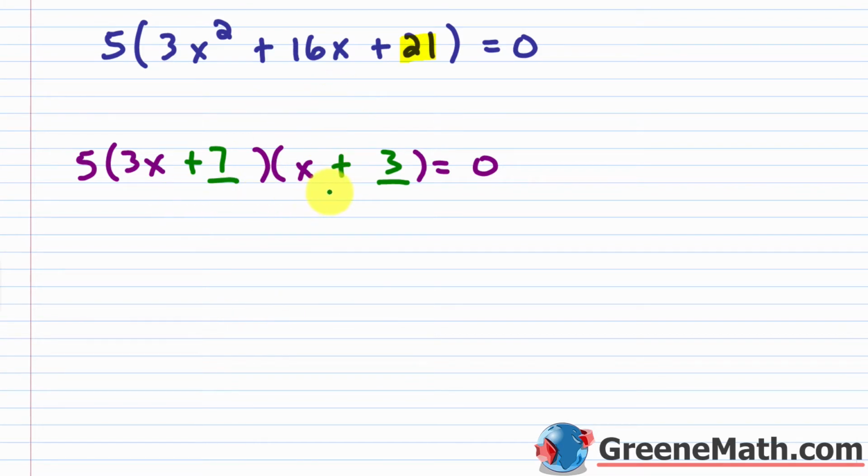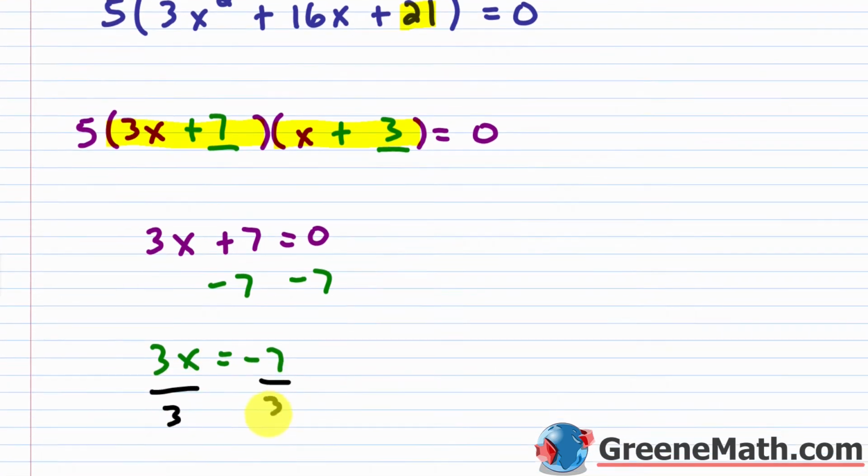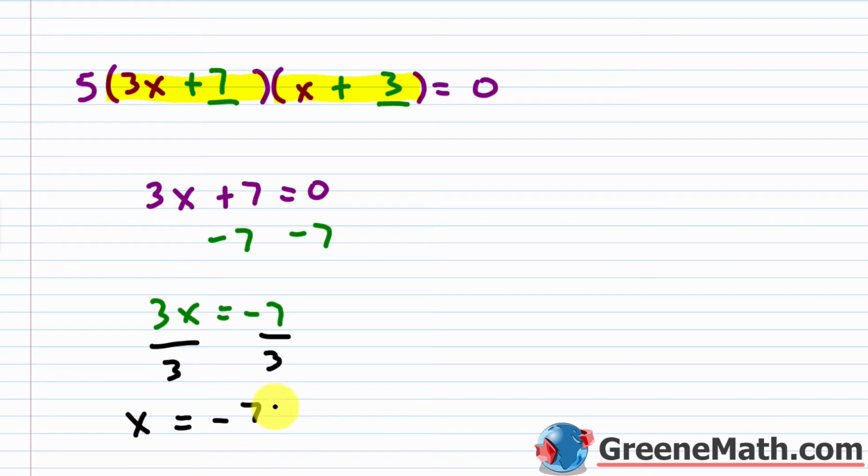All right, so once we have it in a factored form, remember what we did last time. We took each factor and we set it equal to 0. Well, here we have a factor of 5. We don't need to set that equal to 0 because that would just be nonsense. So we're going to set each factor with a variable in it equal to 0, and we're going to solve. Let's take this left one first. 3x plus 7 is equal to 0. We would subtract 7 away from each side of the equation. We'll get that 3x is equal to -7. We will divide both sides by 3, and we'll find that x is equal to -7/3.